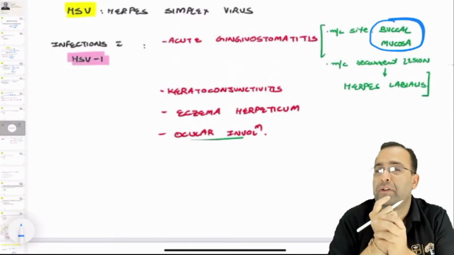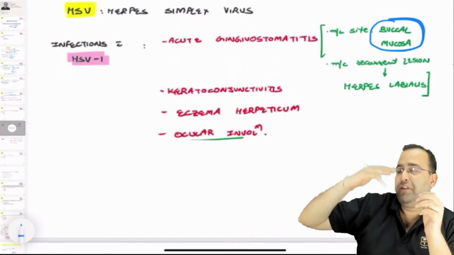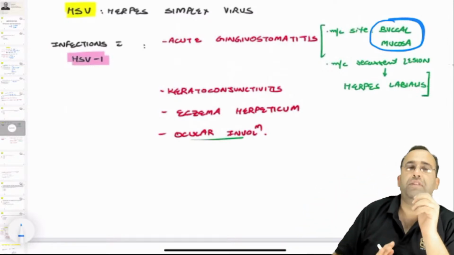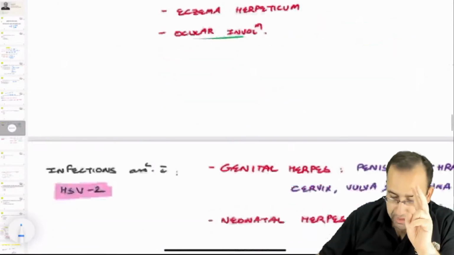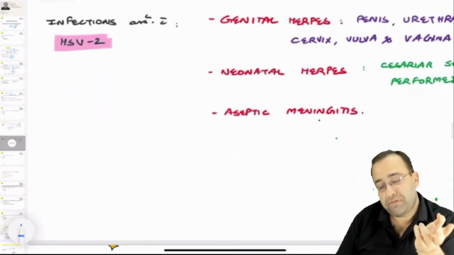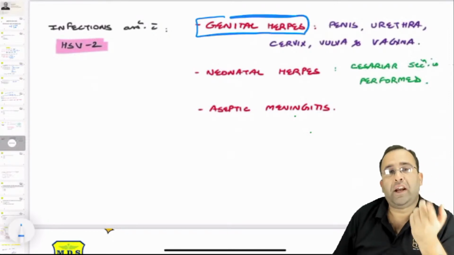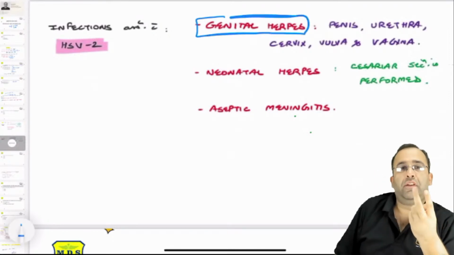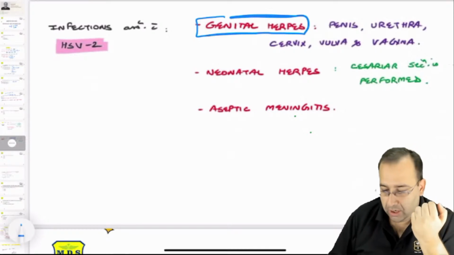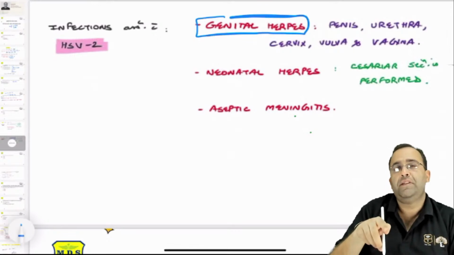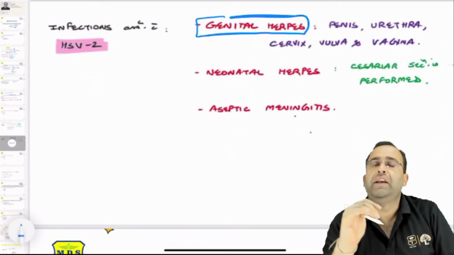So differentiate between the questions. Above the waist, HSV1. So gingivostomatitis, most common site, buccal mucosa, HSV1. Versus below the waist, that is HSV2, which is associated with genital herpes. That is, it affects the penis, urethra, cervix, vulva and vagina, along with neonatal herpes.